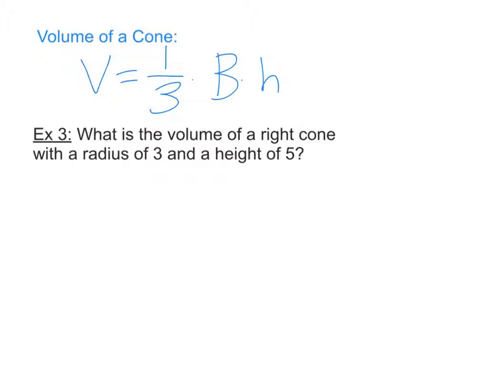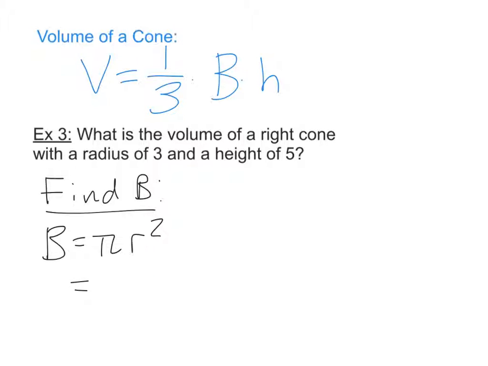What is the volume of a right cone with a radius of 3 and a height of 5? Everything's pretty straightforward. Again, the first thing we need to find is big B. That's the first variable in our formula. We don't know it off the top, so we've got to go ahead and solve for it. Big B, the area of the base, is a circle, so we go pi times radius squared. Radius in this case is going to be 3. Therefore, big B is going to be 9 pi. Box it.